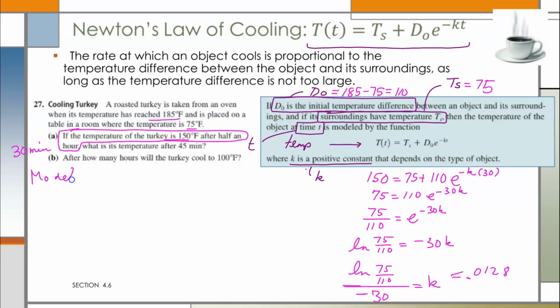Let's look at our model. We have T of t is equal to Ts, we said that was 75, plus D sub 0, we said that was 110, e to the negative, we just found K, 0.0128 t.